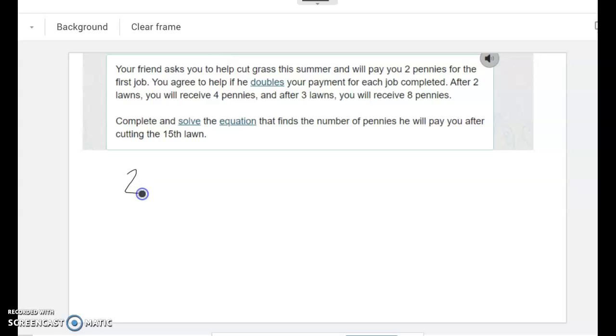So I know 1 lawn I get 2. Okay. 2 lawns I get 4. 3 lawns I get 8. So could you tell me what I would get for the 4th? So for the 4th lawn, I would get 16. So basically what I'm doing is I'm multiplying 2 times 2 times 2 times 2. And that can give me what it is for 4 lawns, 2 to the 4th power.